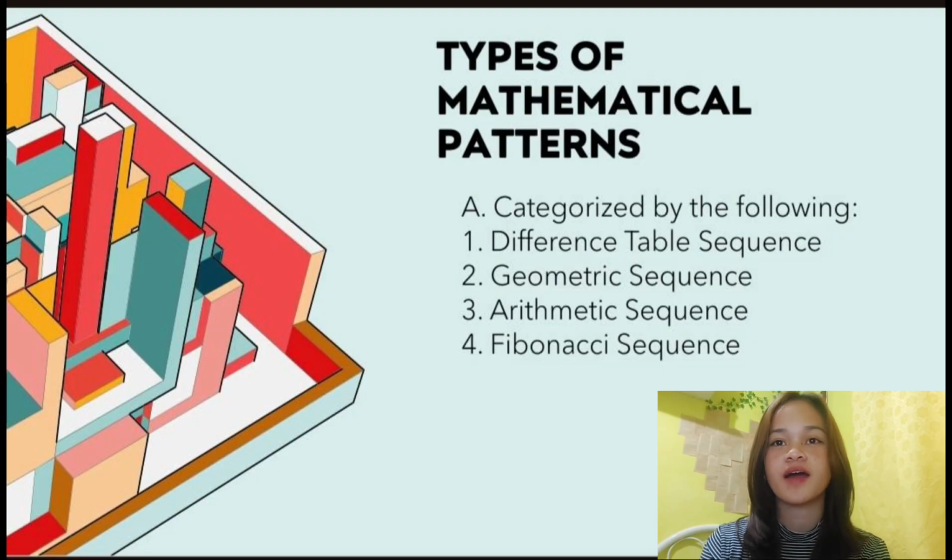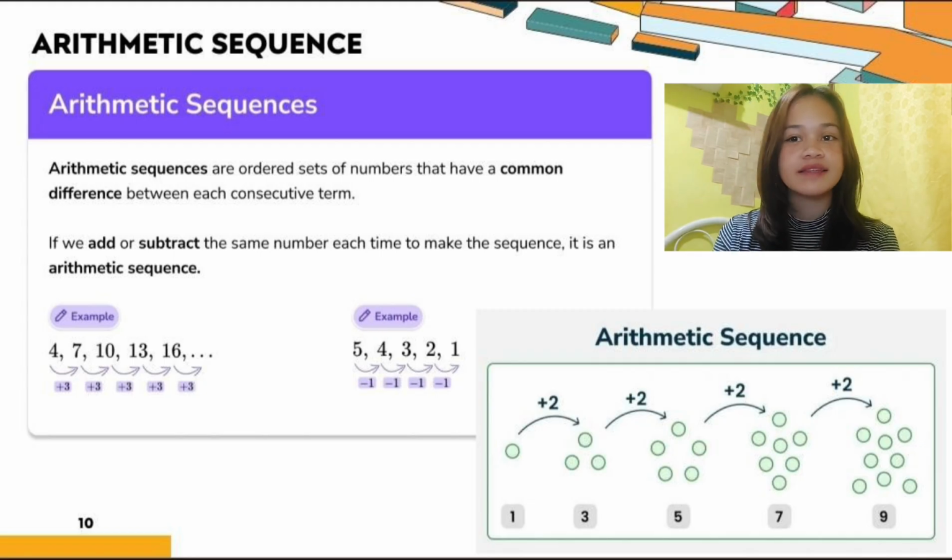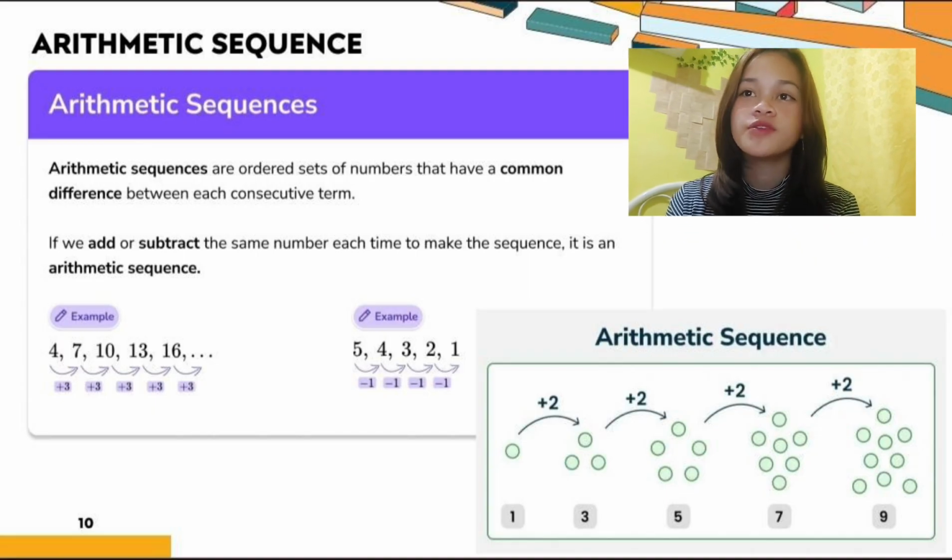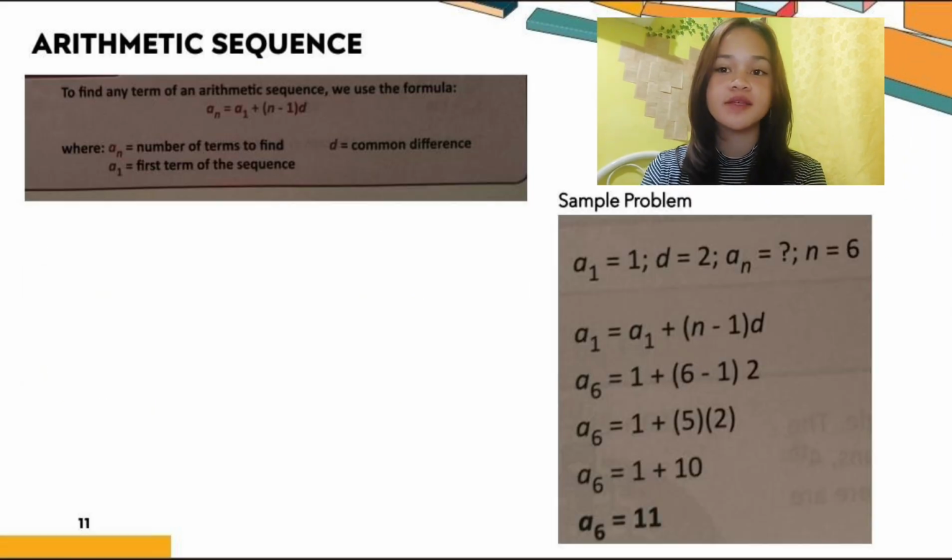Now, let's talk about arithmetic sequences. These have a common difference. You add or subtract a constant number to the previous term. This constant number is called the common difference. To find any term in the sequence, you can use the formula a sub n equals a sub 1 plus n minus 1 times d, where a sub n is the nth term, a sub 1 is the first term, n is the term number, and d is the common difference.